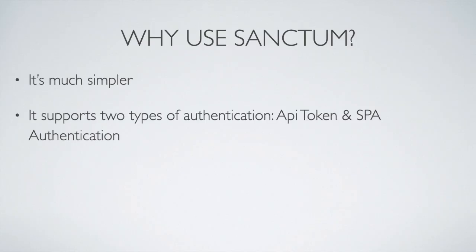Why do developers use Sanctum instead of Passport or JWT? First, it's much simpler. You don't need to deal with complex auth flows or install heavy packages. Second, it supports two types of authentication out of the box. API token authentication, which is great for mobile apps or third-party API clients, and SPA authentication, which is ideal for single-page apps built with Vue or React using cookies and CSRF protection.